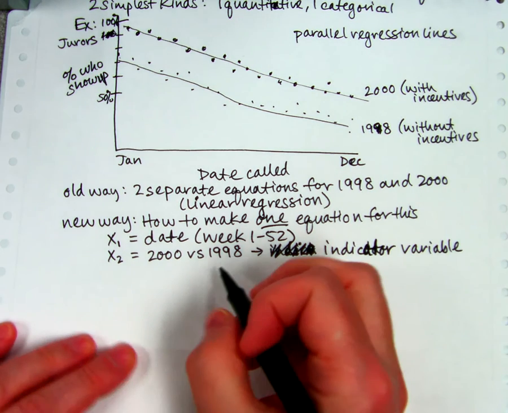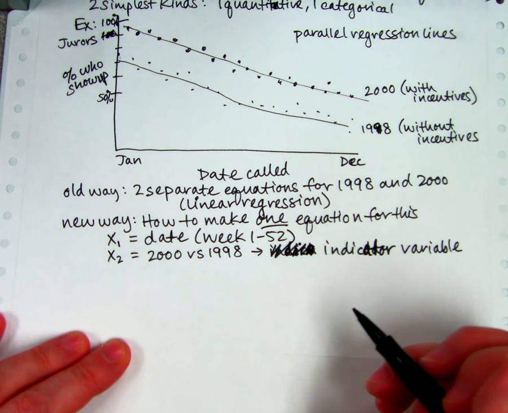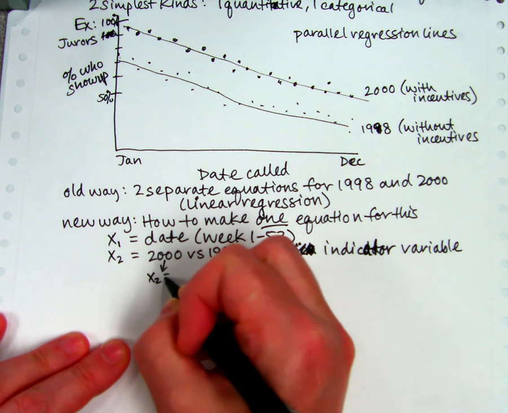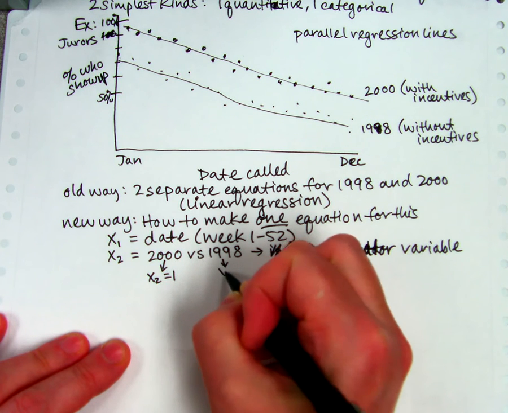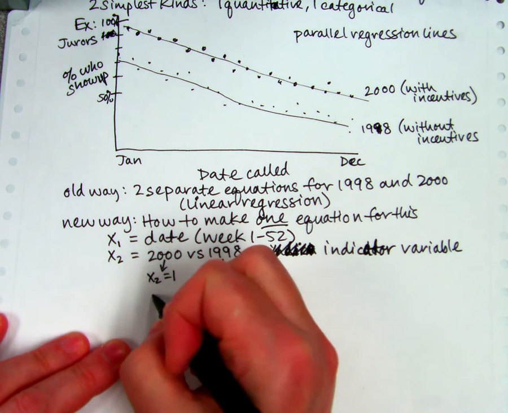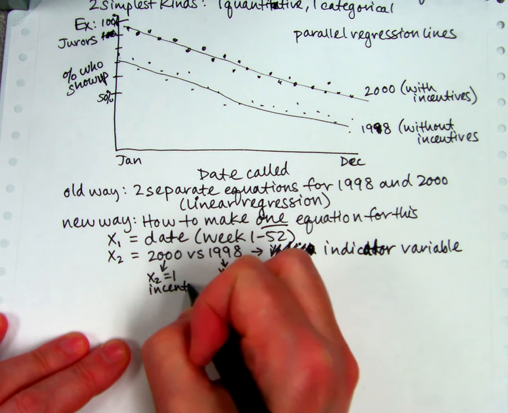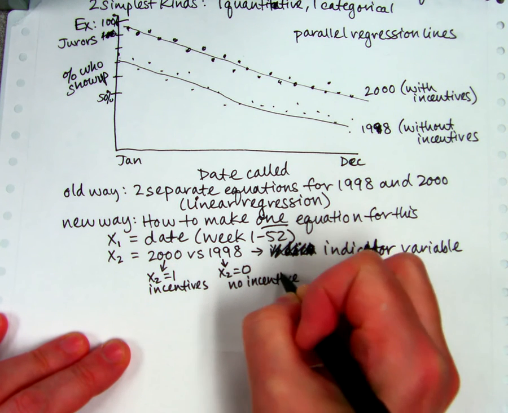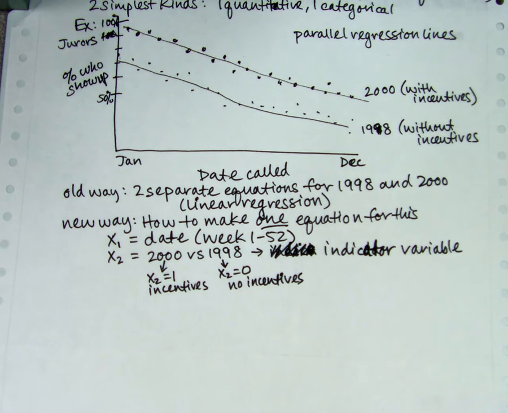And so what we're going to do is decide that one of these is 0 and one of these is 1, just to keep it super simple. If it's 2000, we're going to say that's x2 equals 1. And if it's 1998, we're going to say that's x2 equals 0. And that would be incentives or not. It's very common to use 0 and 1 for this, or if you had 3 categories, you'd use 0, 1, and 2, or whatever you needed to do. You could also, if you wanted to use the actual year numbers, use 1998 and 2000. You could use 98 and 100. You could do it however you want.